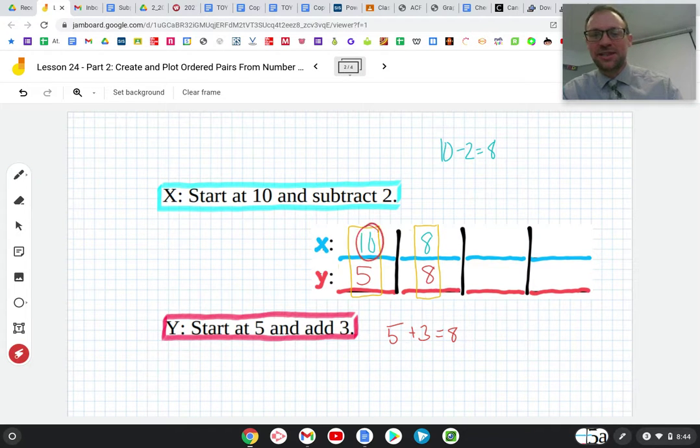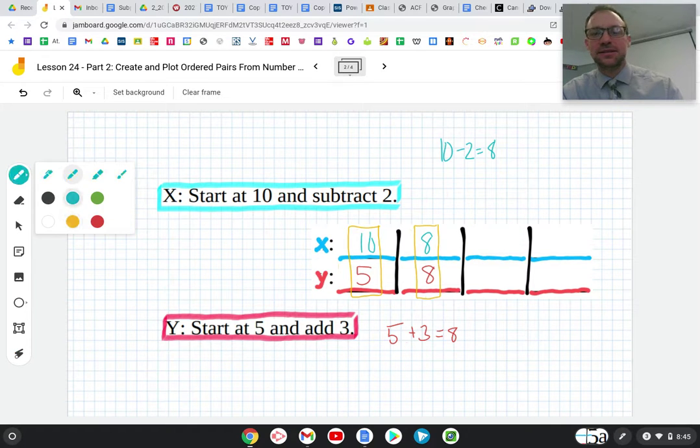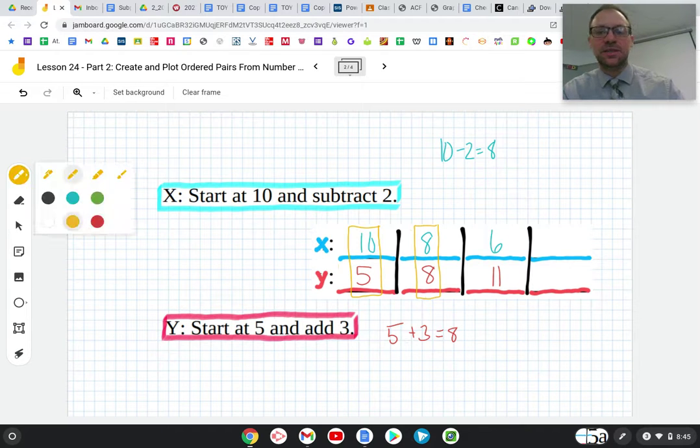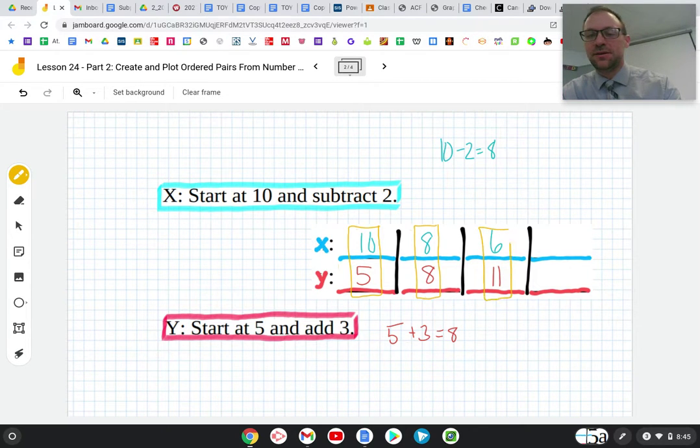Okay, we started at 10 in this X rule. We subtracted 2 to get 8. We subtract 2 again from 8 and we'll get 6. We started at 5 here in the Y rule and we added 3 to get 8. We'll add 3 to 8 to get 11. 6, 11 was the next ordered pair. Now, find the final ordered pair in this list.